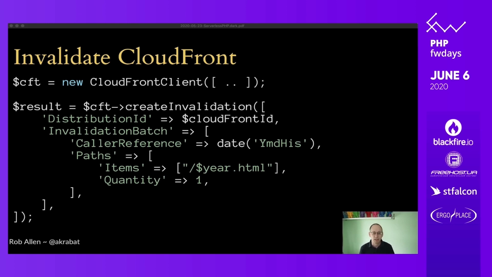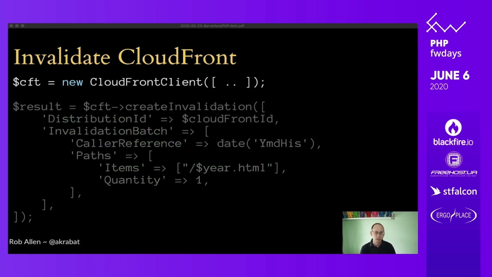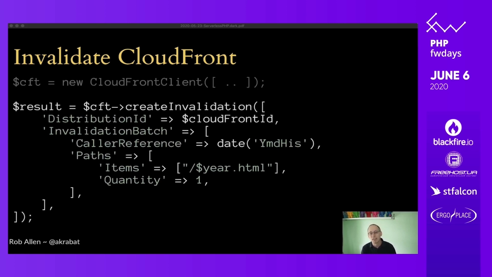Finally, I can invalidate the CloudFront. CloudFront client is another Amazon SDK thing, works exactly the same way, so that's nice and easy. And then we call createInvalidation in order to tell CloudFront that the current copy of this page is out of date. There's a new one.